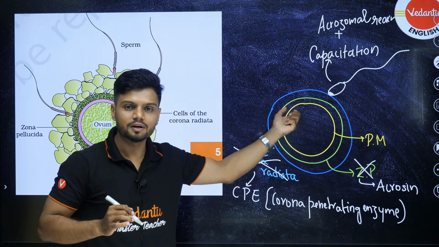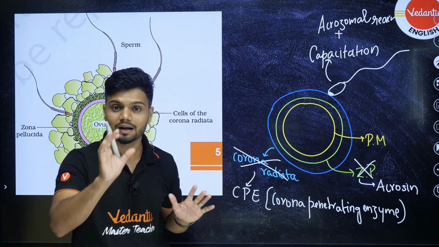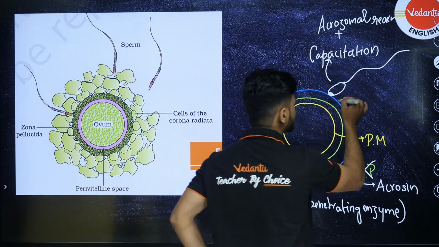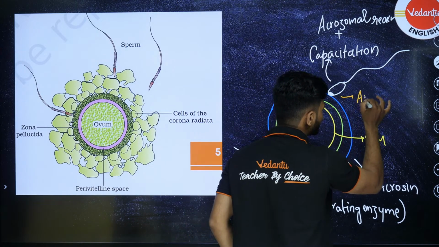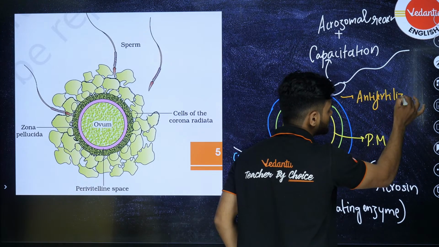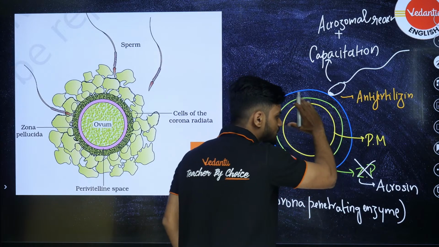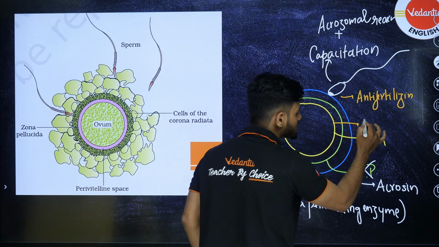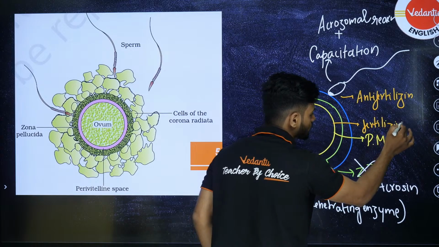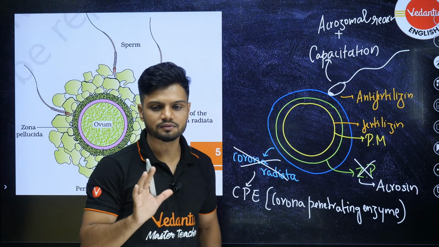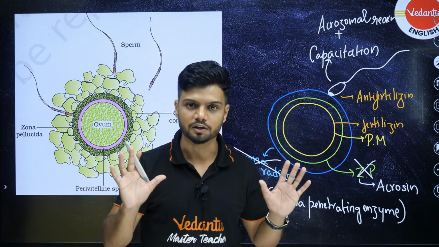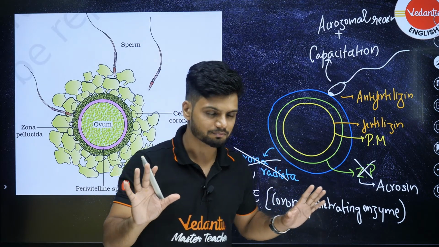There is something called anti-fertilizin and fertilizin. Understand the concept. In the head of the sperm, there is something called anti-fertilizin, and on the layer here, there is something called fertilizin. In a simple way, I can explain that anti-fertilizin and fertilizin are like lock and key.